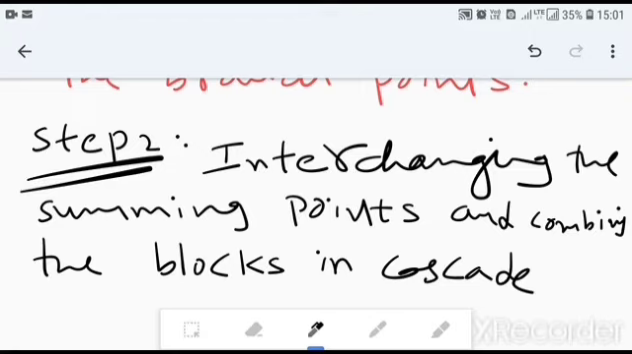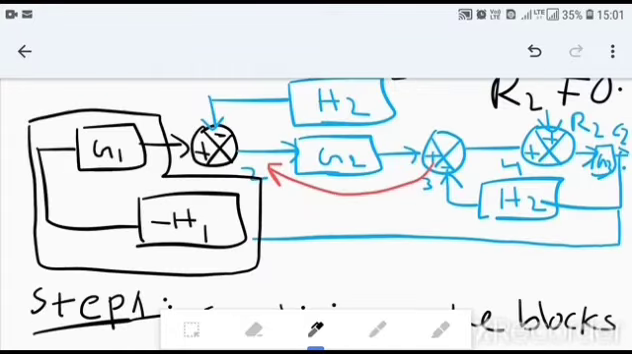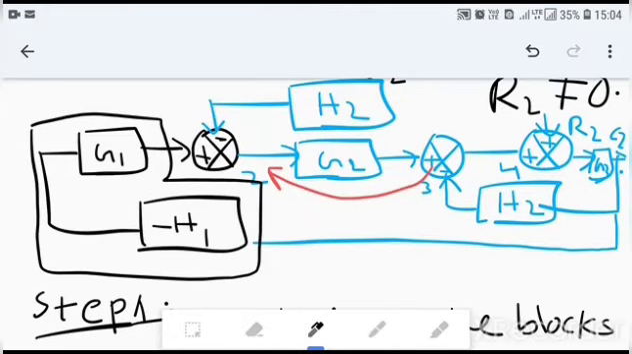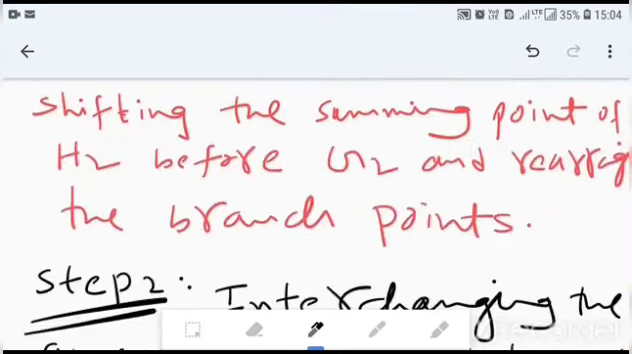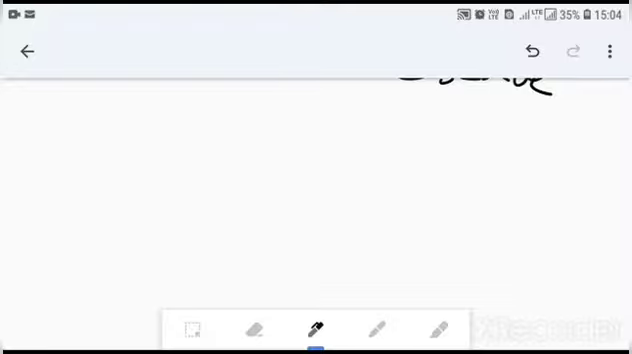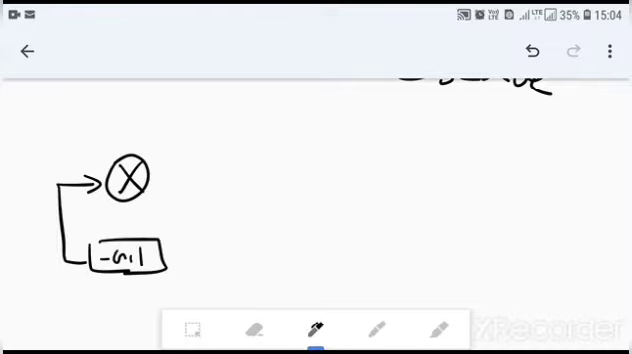beyond G2, we get 1 by G2 in series with H2. When we shift summing point 3 before G2, we will be adding a new block of 1 by G2 along with H2. So that block diagram will be drawn here. We combined G1 and minus H1, so we take it as minus G1 H1.